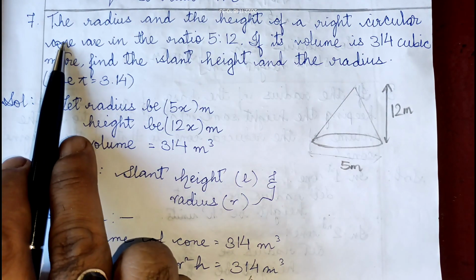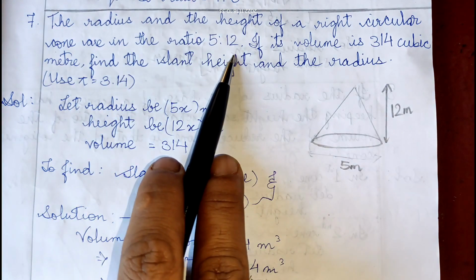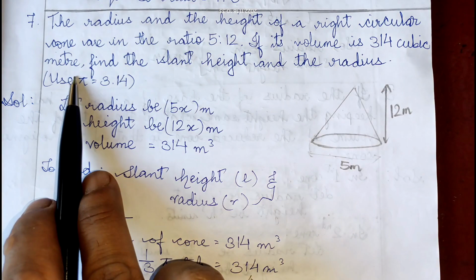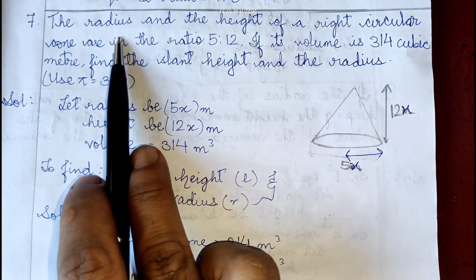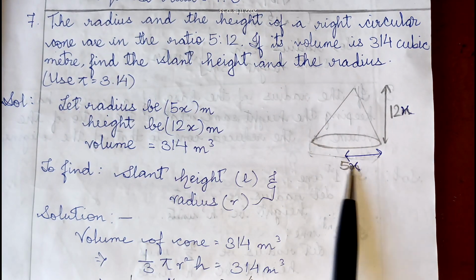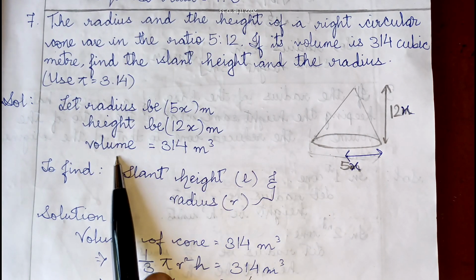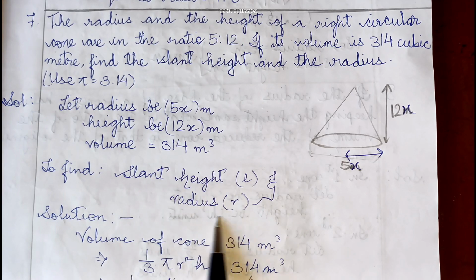In question number 7, it is given the radius and the height of a right circular cone are in the ratio of 5:12. If its volume is 314 cubic meter, find the slant height and the radius. As in the question, it is given radius and height are in the ratio of 5:12. So we can consider radius to be 5x and height to be 12x. Again, it is given volume of the cone is 314 meter cube. We have to calculate the slant height and the radius.